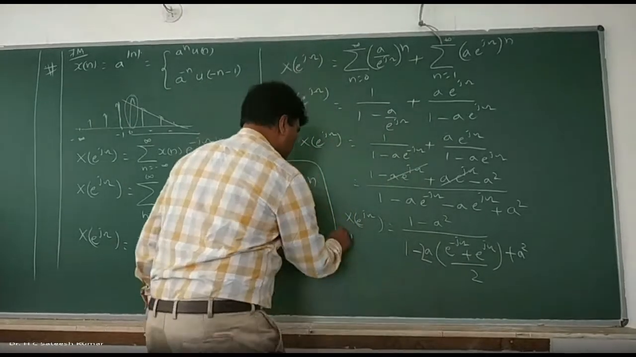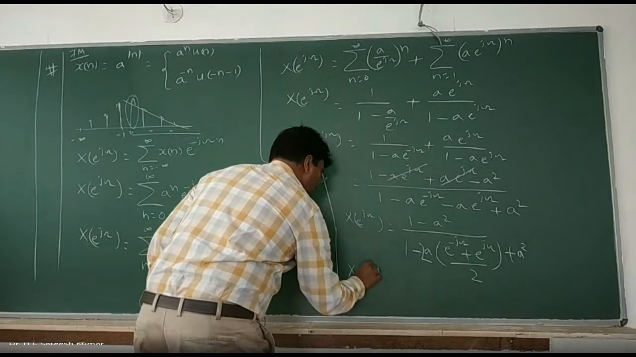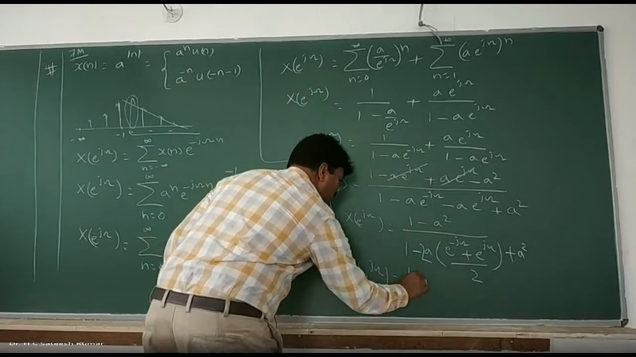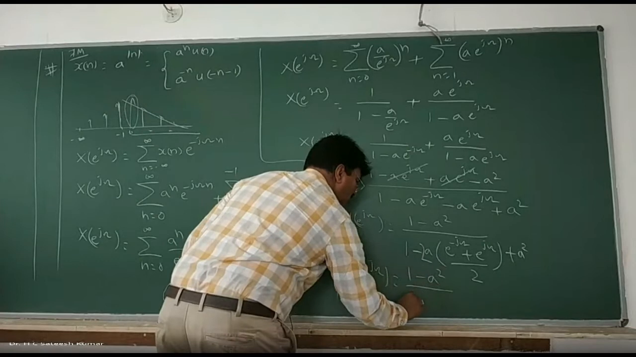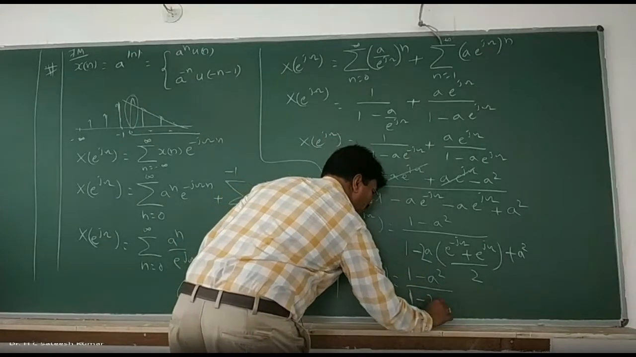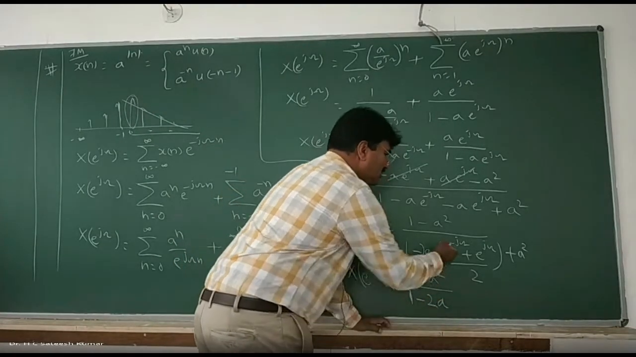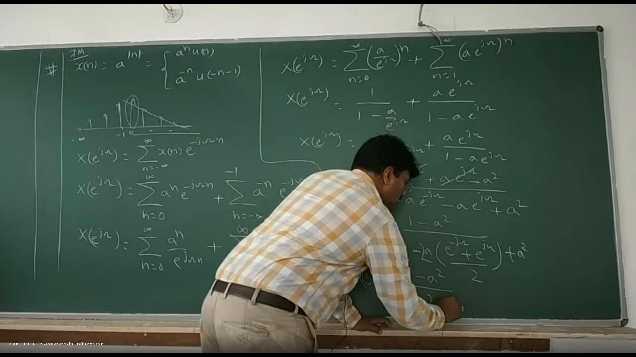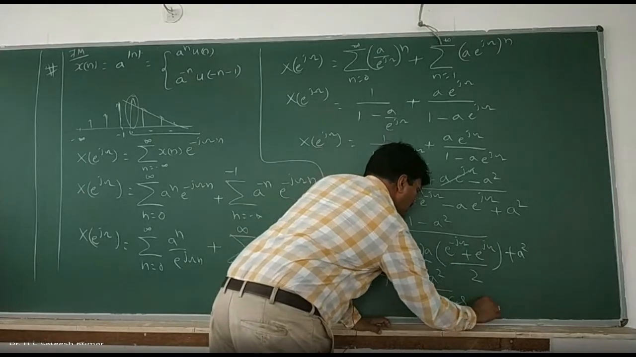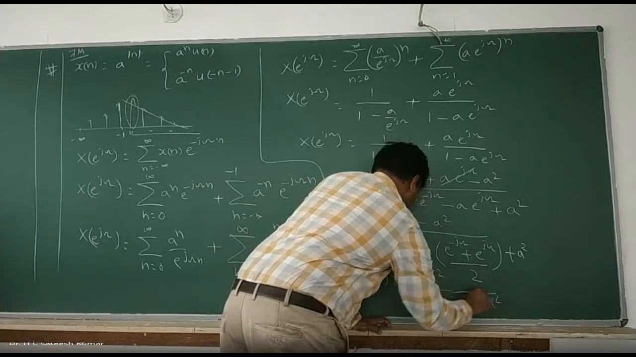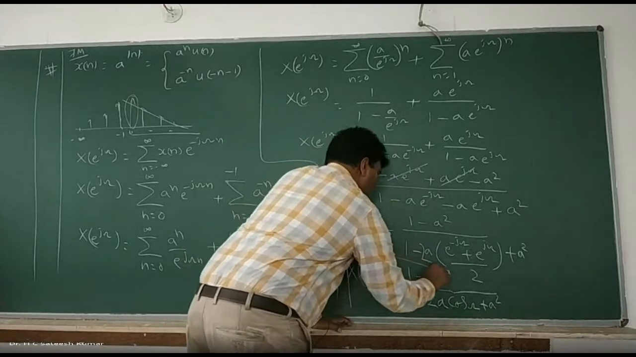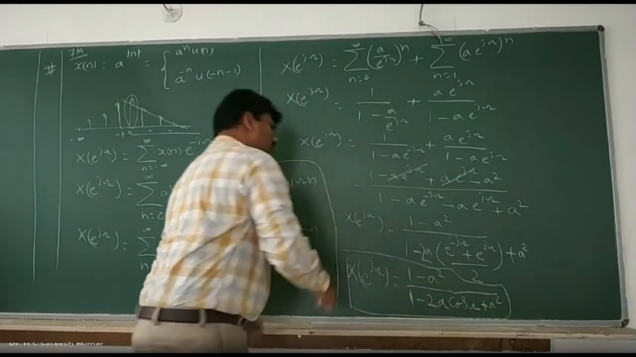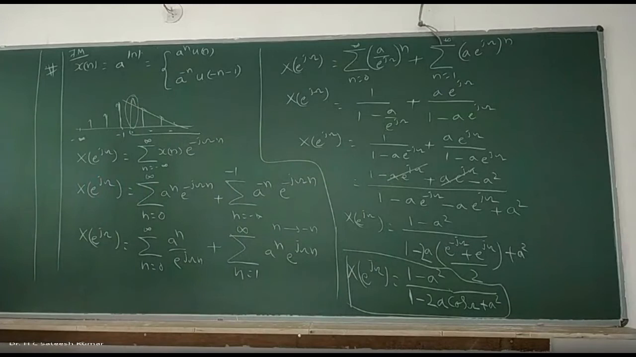X of e to the power of j omega is equal to 1 minus a square divided by 1 minus 2a into, this is cos, e to the power of j theta plus e to the power of minus j theta divided by 2 is cos omega, plus a square. This is one standard relation. Even we have done this one in Z transformation. So this is your X of e to the power of j omega. Until this point you should simplify it so that you can get full marks.